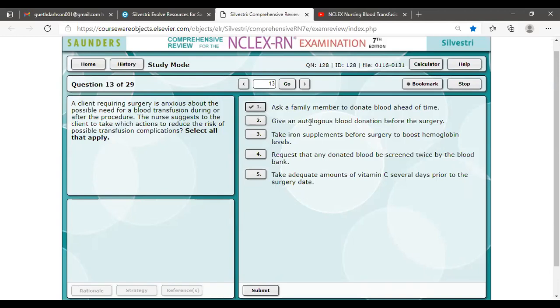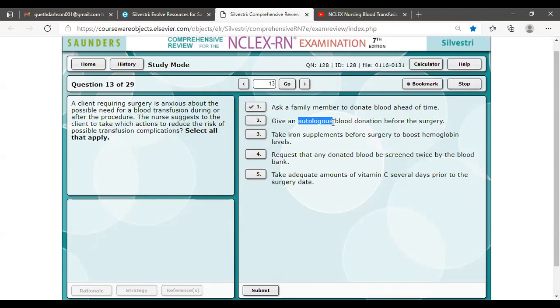Give the autologous blood donation before surgery. So here it is important to know the keyword autologous. Autologous means, like, I have a surgical operation next month or after one week or after two weeks, I will be the donor of myself.